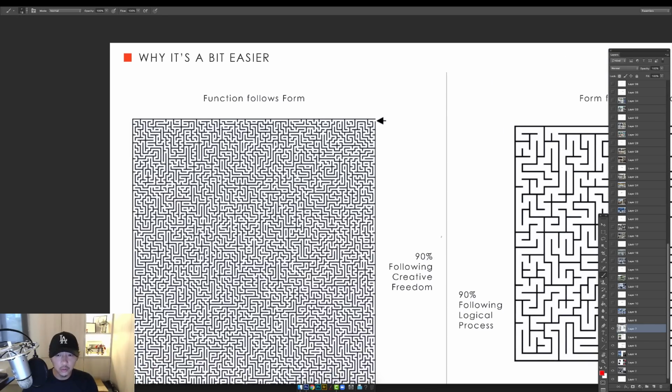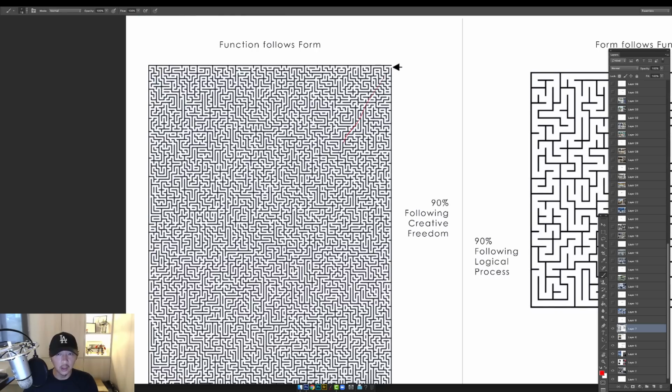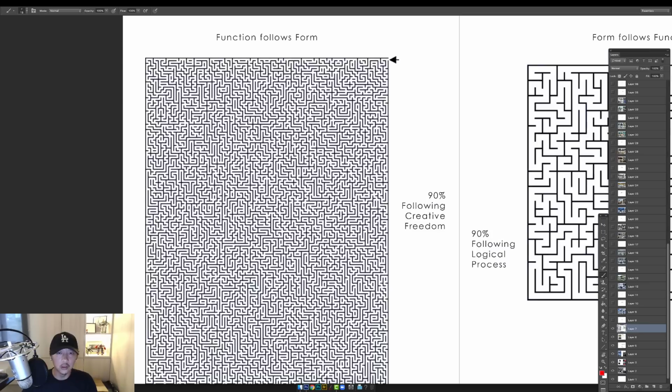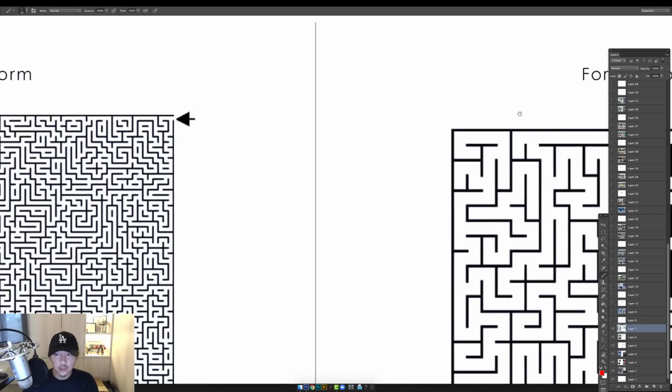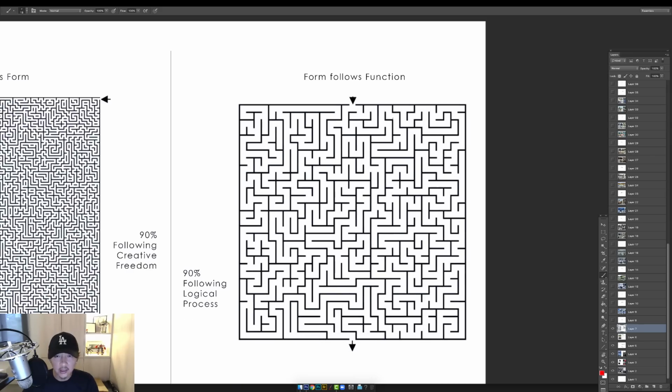Okay, so if you're doing the form over function design, you're going to have to solve a lot of problems on your own. Look at this maze. Okay, I'll talk about what that means. Versus function over form, which is not that easy, but it is much easier than this side over here.